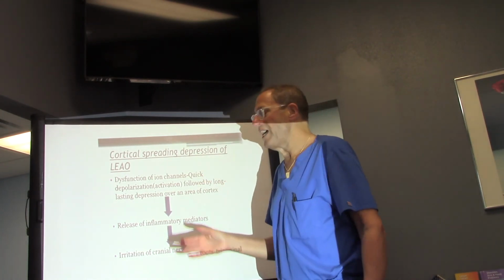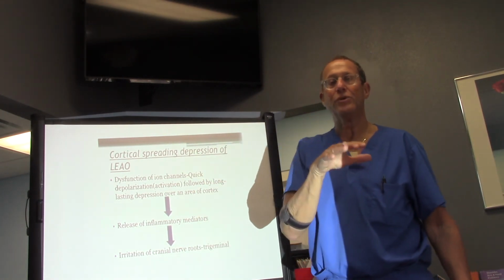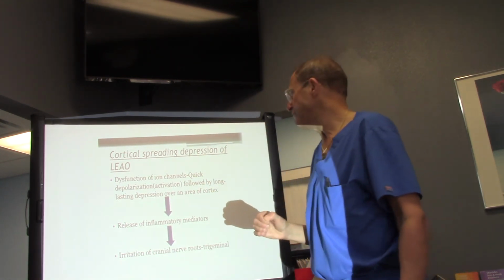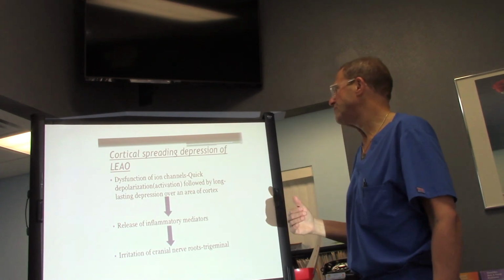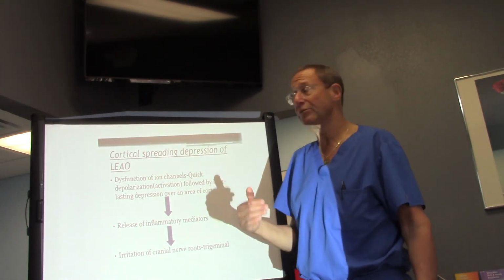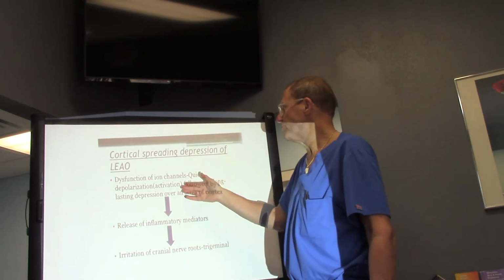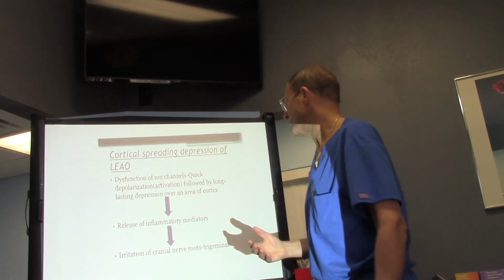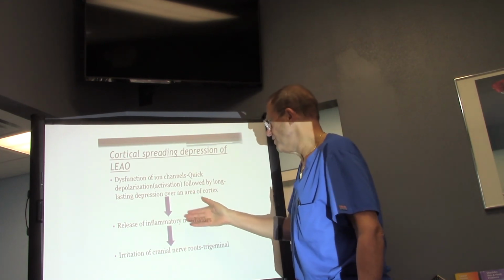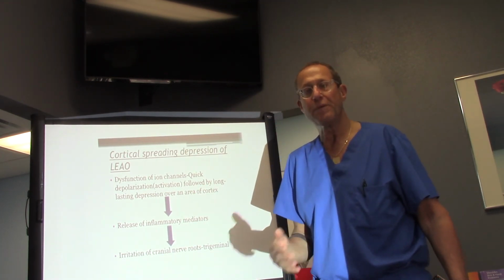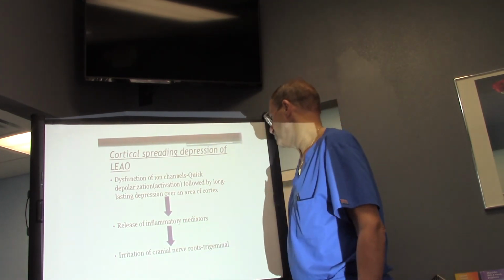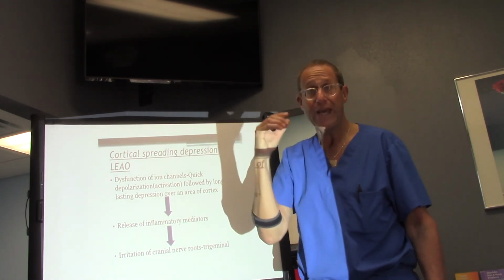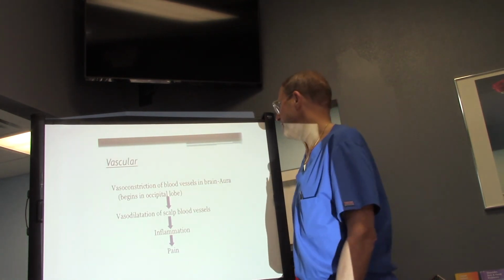Dysfunction of ion channels, I don't want to get too technical, it has to do with the sodium-potassium balance inside and outside of the nerves, and if that balance is off, and that's why dehydration can result in it. So it'll cause depolarization, or in other words, activation of the impulses within the nerves. And that can cause a release of inflammatory substances, and the inflammatory substances will irritate the cranial nerve roots, the nerves in your head, but also the nerves in your neck as well.